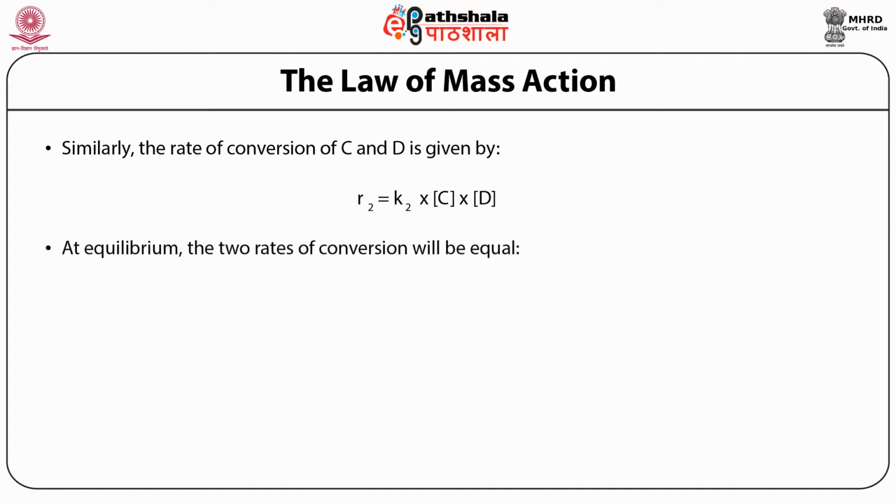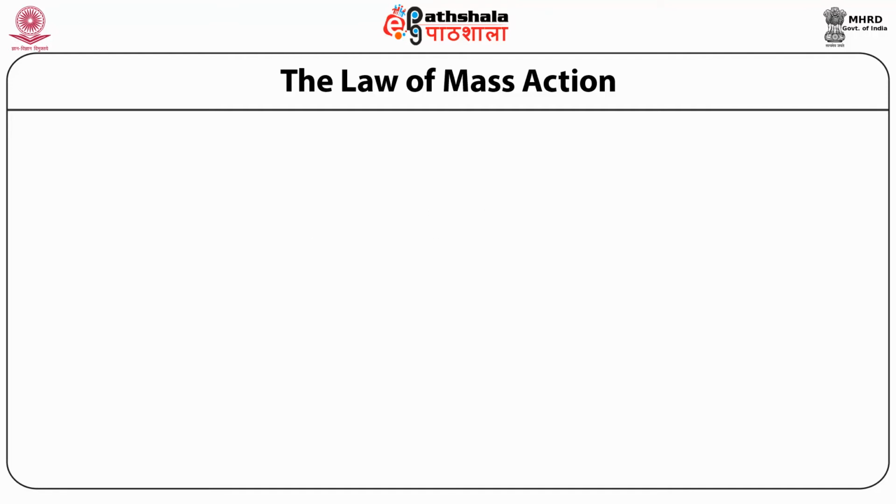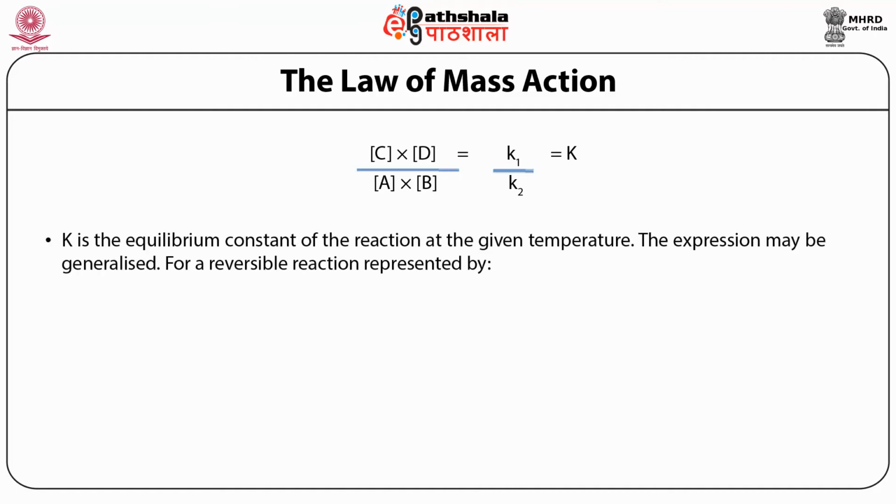At equilibrium, the two rates of conversion will be equal, that is R1 is equal to R2 or K1 into [A][B] is equal to K2 into [C][D]. So on combining or solving equations, K1 upon K2 is equal to [C][D] upon [A][B] is equal to K capital, as shown in the above equation. K capital is the equilibrium constant of the reaction at a given temperature.